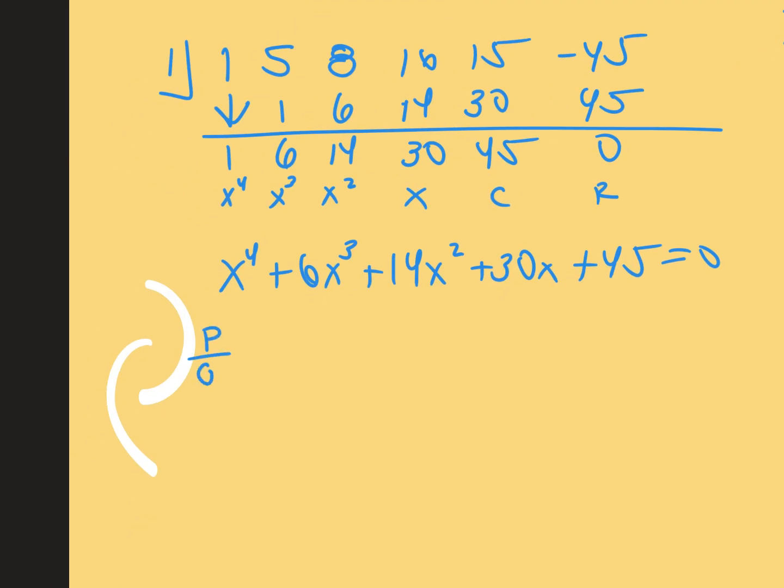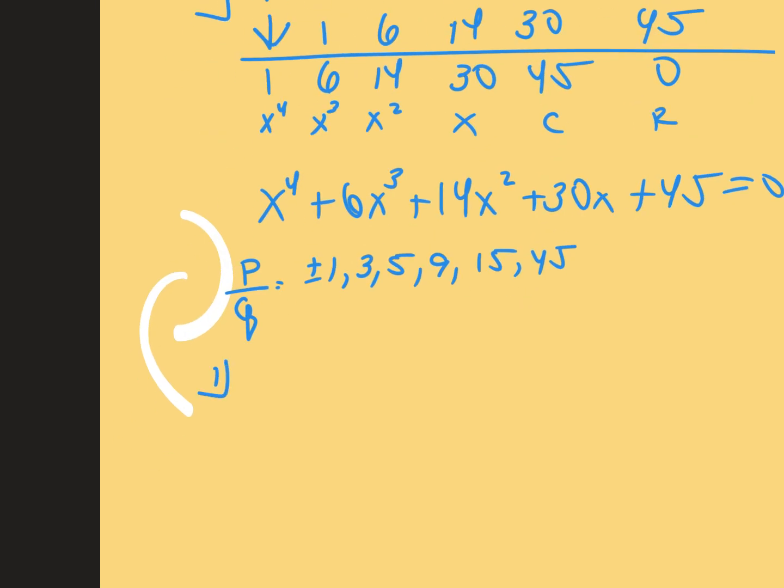We got to do P over Q. We have to do our rational root. And again, we're going to do the factors of 45. So plus minus 1, 3, 5, 9, 15, 45. Start off with 1 again. What happens if we get 1 and it works? Multiplicity. Good. All right, so my coefficients this time are 1, 6, 14, 30, and 45.